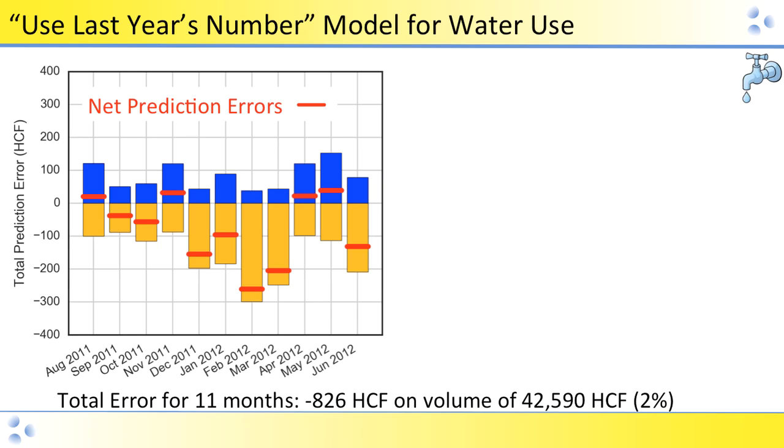I add up the net errors, all the red lines, and I end up with a minus 826 HCF of water. And so that seems like a fairly large number, but the total volume is 42,000 HCF.